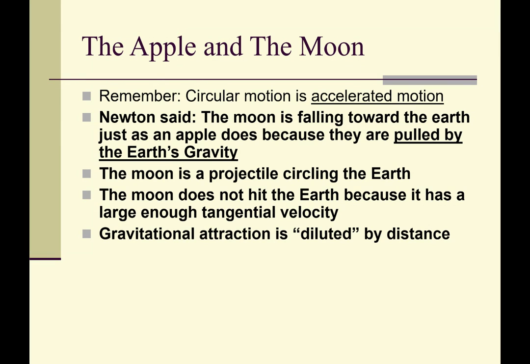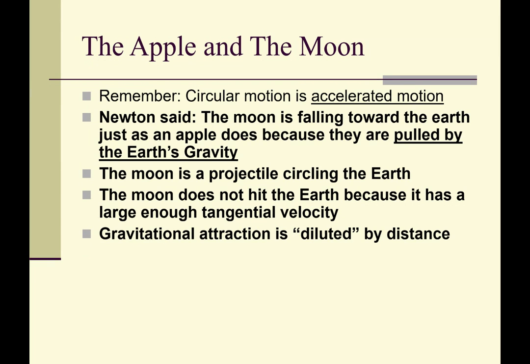And the reason for that is because the moon is a projectile and it's constantly falling towards Earth, but it's falling at a curvature that's going to cause it to go around the Earth. So it's going to circle the Earth. The moon does not hit the Earth because it has a large enough tangential velocity to keep it in circular motion. So you need to have a large enough tangential velocity to keep you in circular motion. Now, the other thing that we need to look at is gravitational attraction.